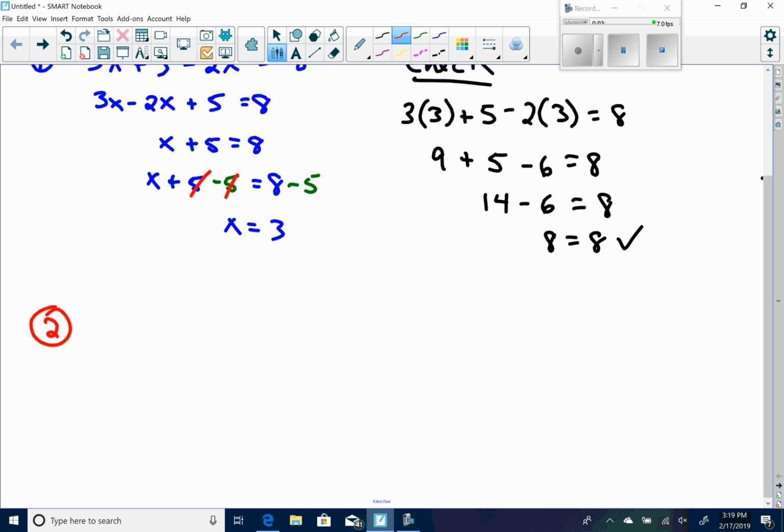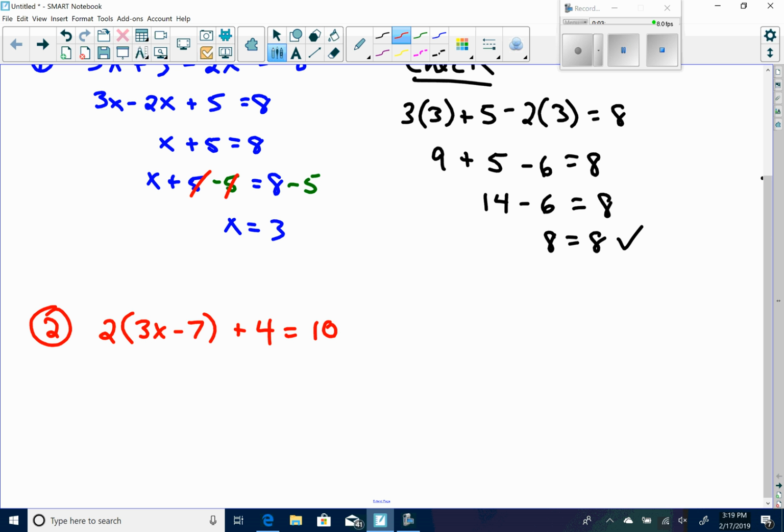A second example might need us to maybe distribute, where we want to remove parentheses before we do anything else with our equation. So I might have something that looks like this: 2 times 3x minus 7, plus 4. Let's say that equals a 10.